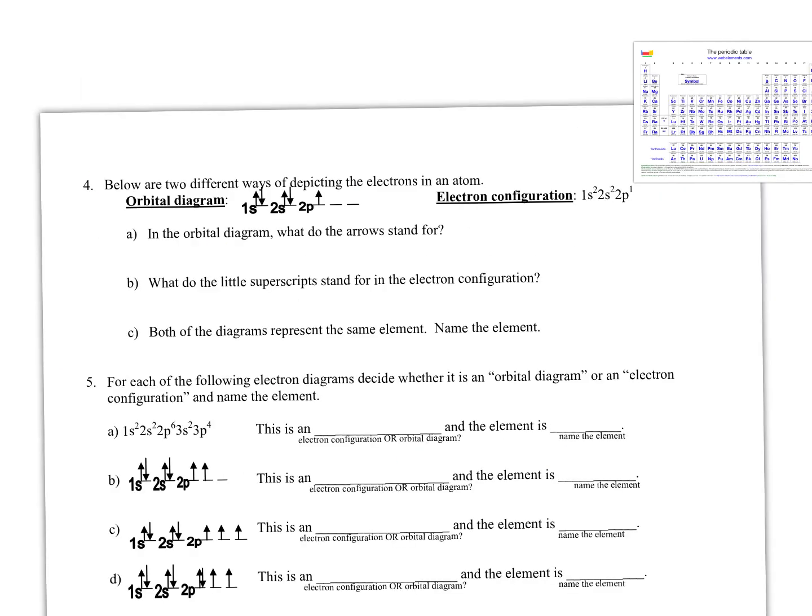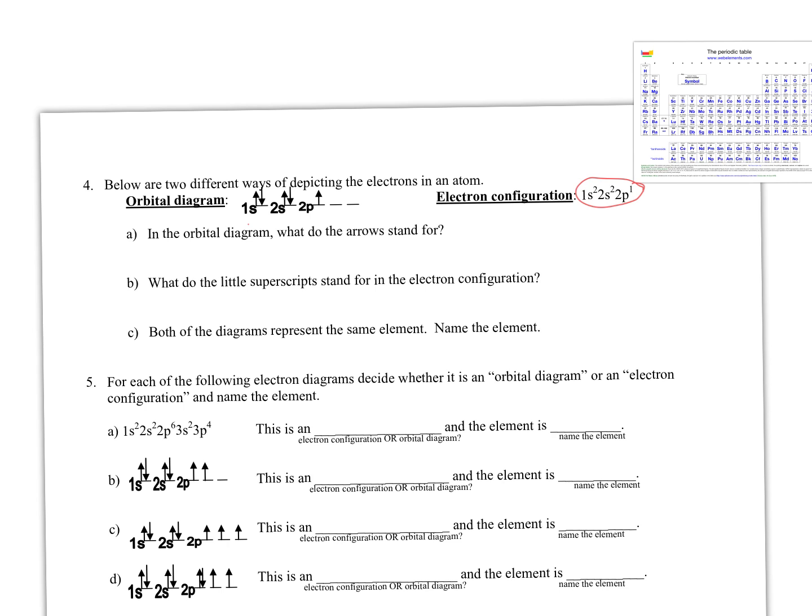All right, question number 4. Below are 2 different ways of depicting the electrons in an atom. So we have what we call an orbital diagram, and this is where we'll have the lines with the arrows representing the electrons, or we have the electron configuration. With this one, we're not using the lines, we're just putting how many electrons are in each sublevel. So 1s2 has 2 electrons, 2s2 has 2 electrons, and then 2p1 has 1 electron.